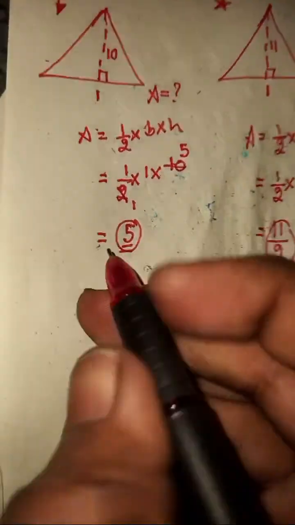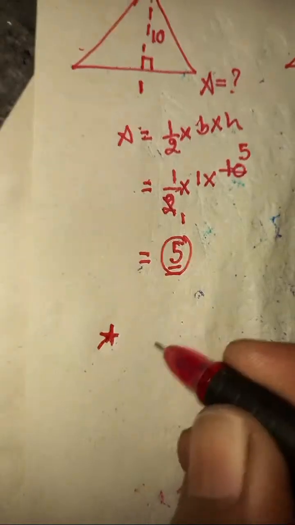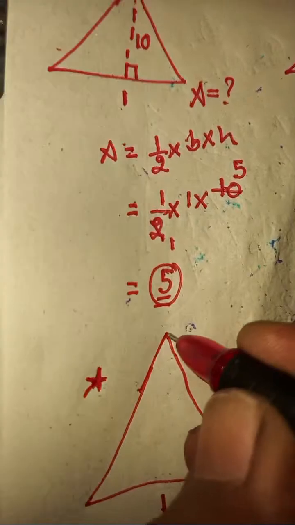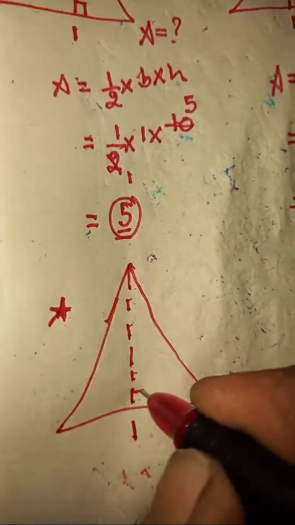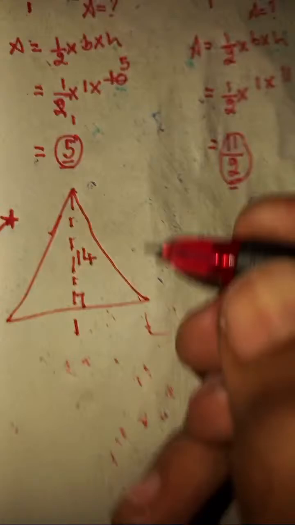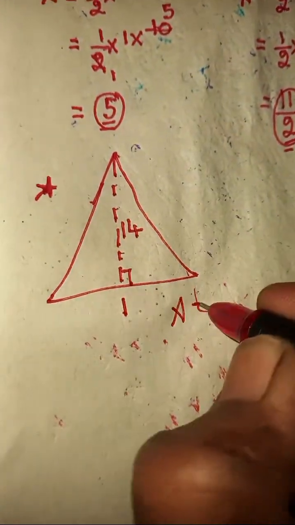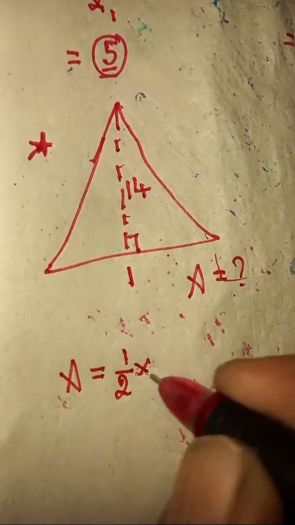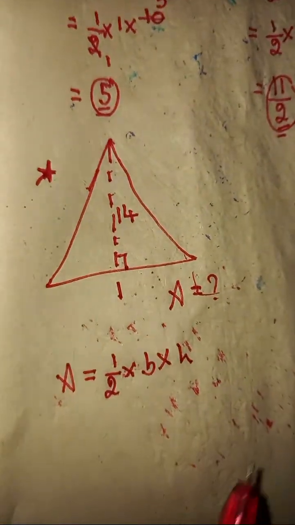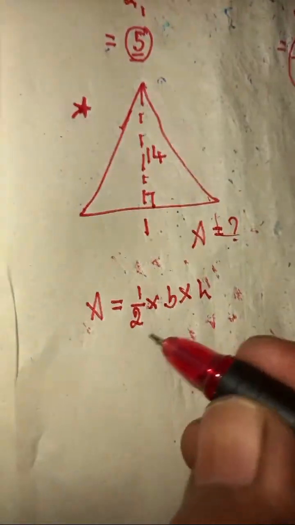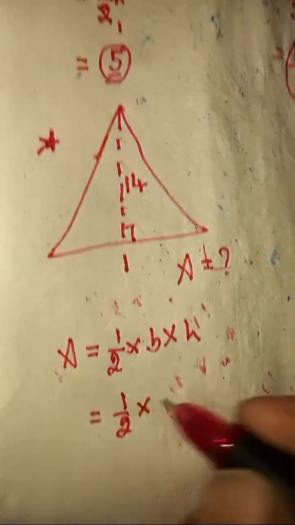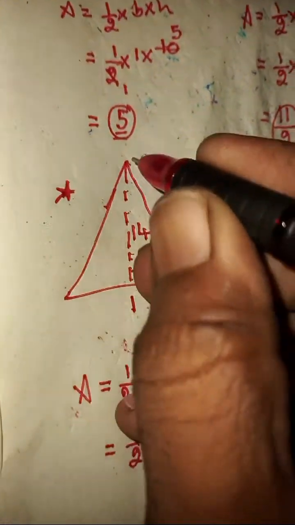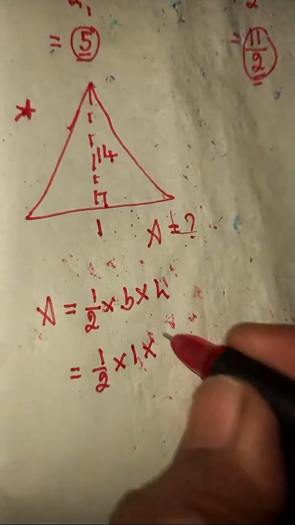And let's take one more triangle. In this triangle they have given that the base length is equal to 1 unit and the perpendicular height is equal to 14 units. And now you need to find out the area. Area of this triangle is half times base times perpendicular height. And now you're going to get half times, this base is 1 unit and this perpendicular height becomes 14 units.